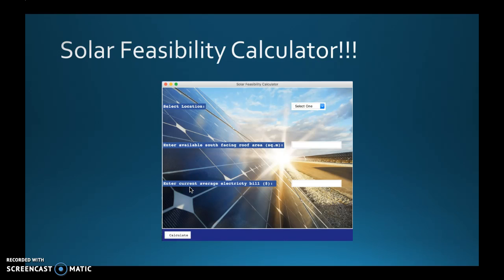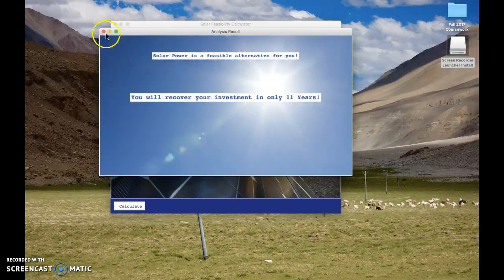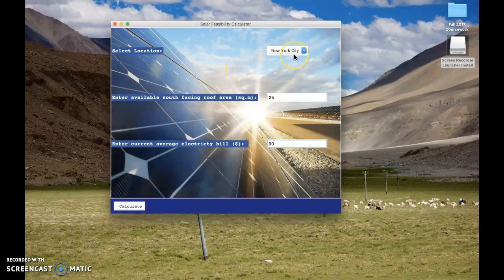What this calculator basically does is take in only three inputs and tell you if solar power is feasible for your home or not. Now I'm just going to do a quick run through of how this calculator works. The user just selects a location, and for now, there are only a few cities on here, but eventually this could be expanded to the entire United States. But let's pick Pittsburgh, for example.